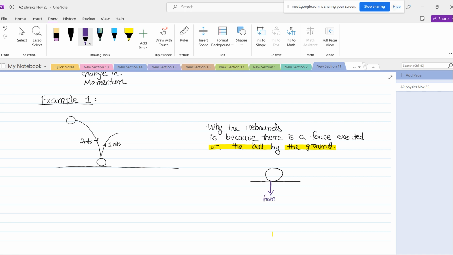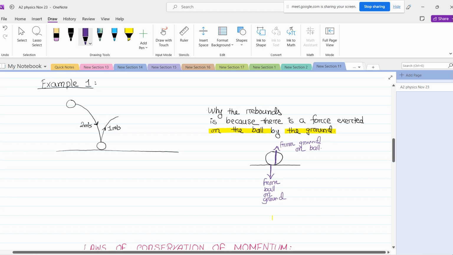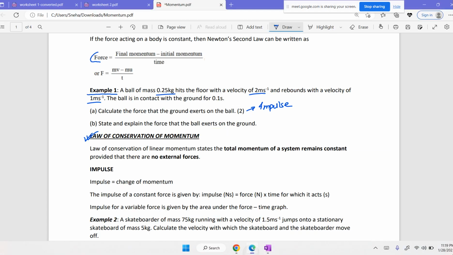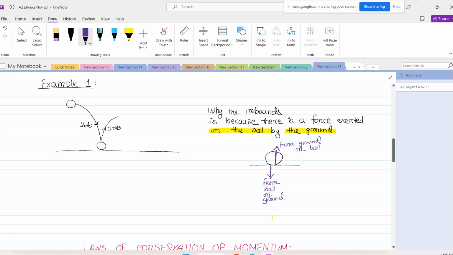This is the force from ball on ground, and there will be an upward force from ground on ball. So we have to calculate the upward force from ground on ball. We can calculate it now using the equations of impulse. It was also given that the ball was in contact with the ground for 0.1 second. Yes, it was in contact with the ground for 0.1 second.